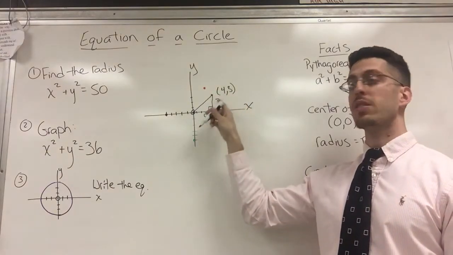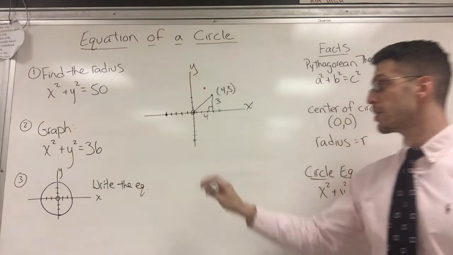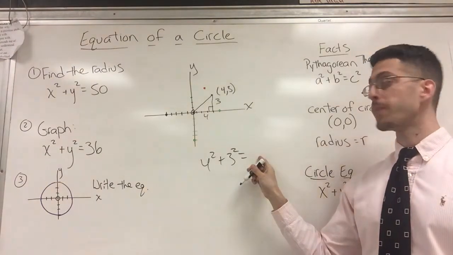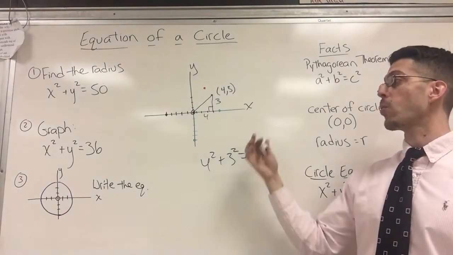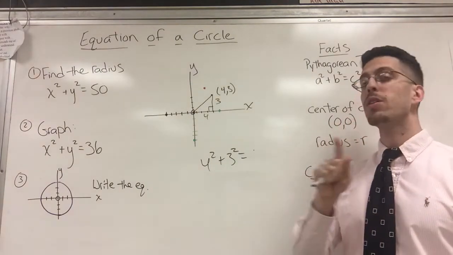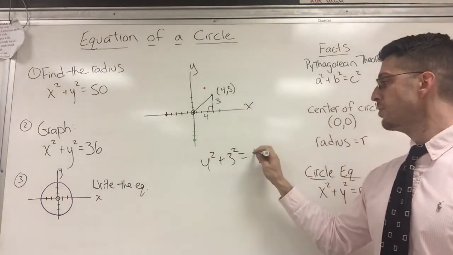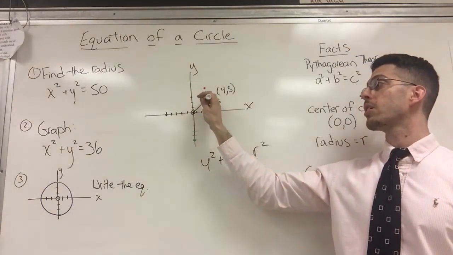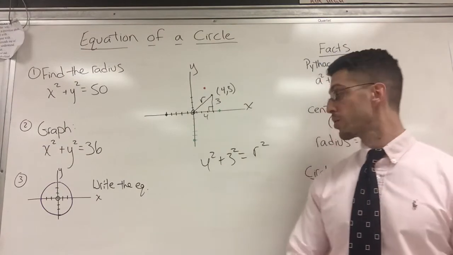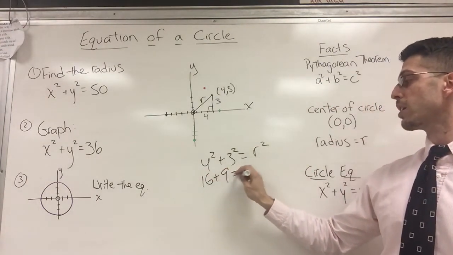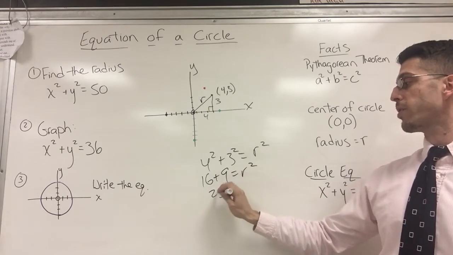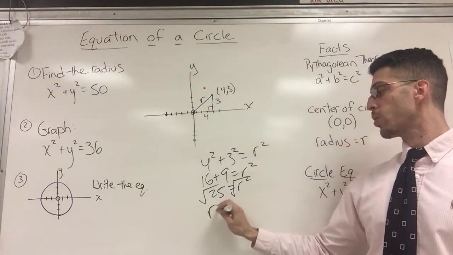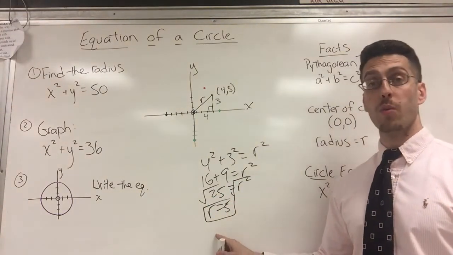If the base is 4 and the height is 3, I need the hypotenuse now. The Pythagorean Theorem says 4 squared plus 3 squared equals the unknown squared. I can call that x, I can call it y, I can call it question mark. I'm going to call it r. R squared. You'll see why I called it r: it's considered the radius of my circle. So what is it? 16 plus 9 equals r squared. 25 equals r squared. Take the square root of both sides, and r equals 5. So my hypotenuse is 5.